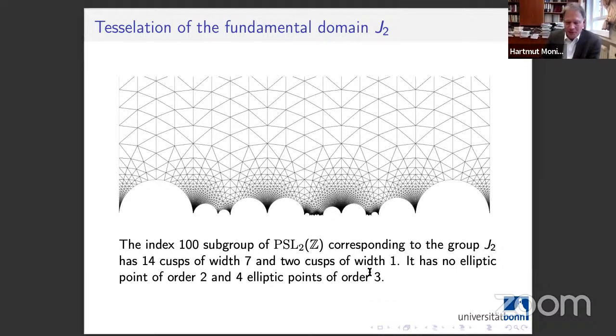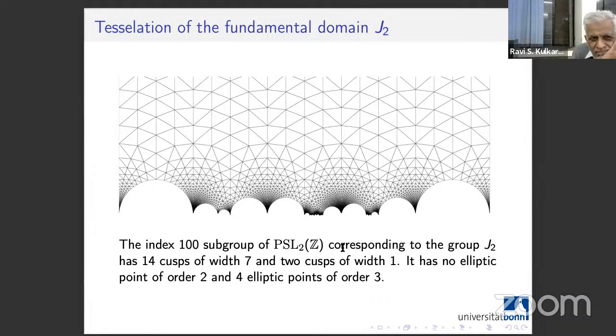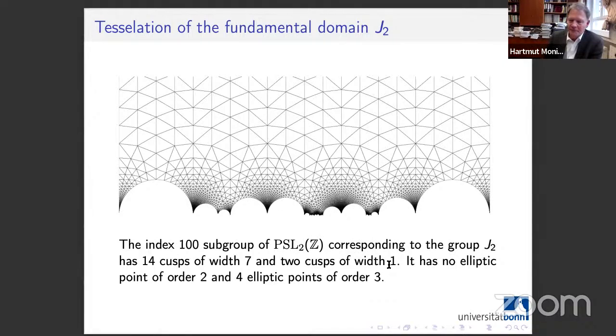And it's a Hurwitz group because it's a 2-3-7 group, and you can check all of this, but the main point which you should keep in mind is these 2 cusps of width 1. What I'm going to do is choose one of these 2 cusps of width 1 to be at infinity.